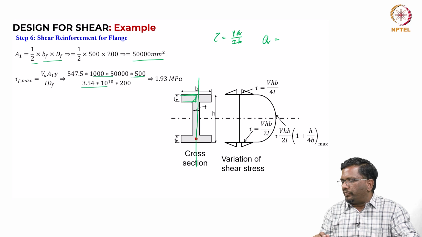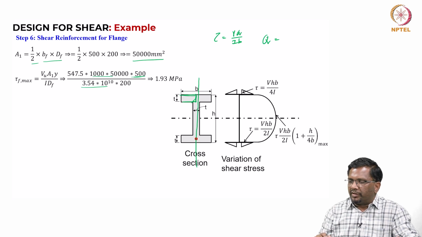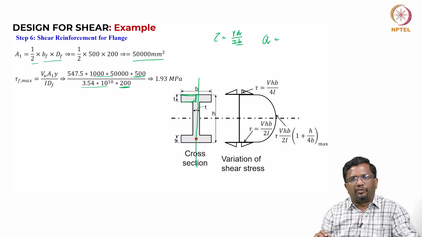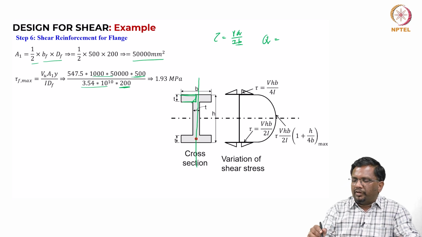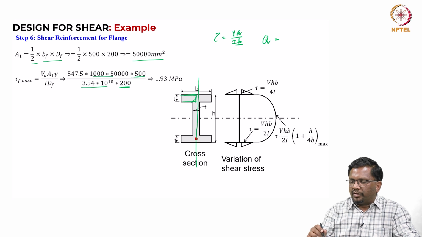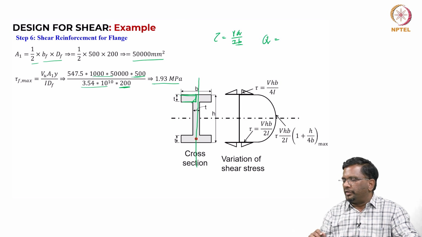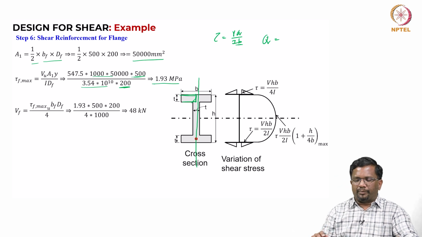Now, the thickness of the flange will be basically your thickness. So, that is basically 200 millimeter. Instead of the breadth here, you will be putting the thickness of your flange, because that is the thickness you are going to have in the horizontal direction. So, that is the width for one flange, which is going to be 200 millimeter. So, you find that it is equal to 1.93 megapascal.